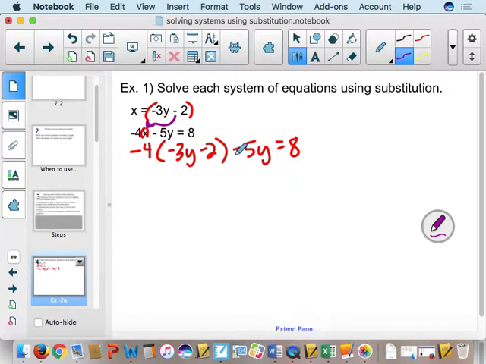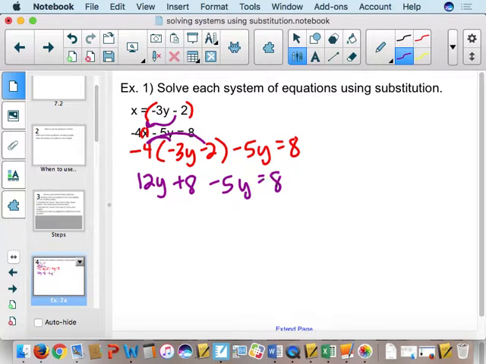Now, if you recall, step 2 said you're going to get a numerical answer. We need to solve for y. I know this looks really big here, but we've solved equations like this. It's all y's, so we can get an answer now. To get rid of these parentheses, we're going to take negative 4 times negative 3y and get positive 12y. Negative 4 times negative 2, we get positive 8. And we're going to rewrite everything else, which is negative 5y equals 8.